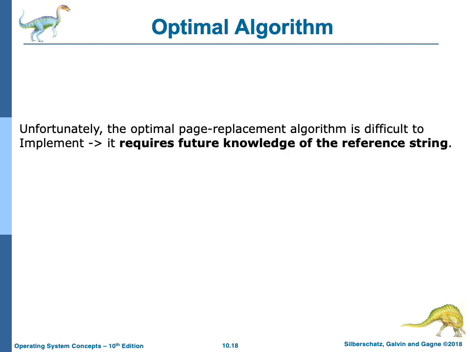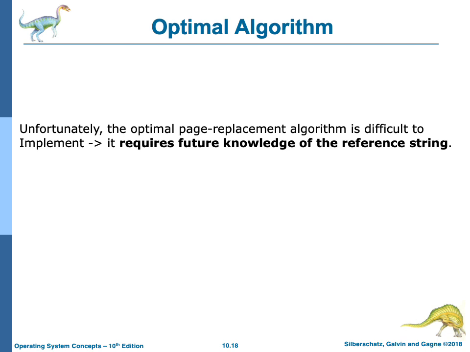And so the optimal algorithm, as we just saw, yields the minimum rate of page faults, and it doesn't suffer from Belady's anomaly. However, the main problem with the optimal algorithm is that it requires future knowledge of the reference string. So it is necessary for us to know which pages will be referenced in the future. But we do not have this information.